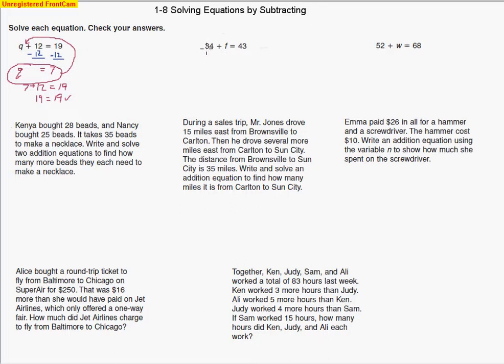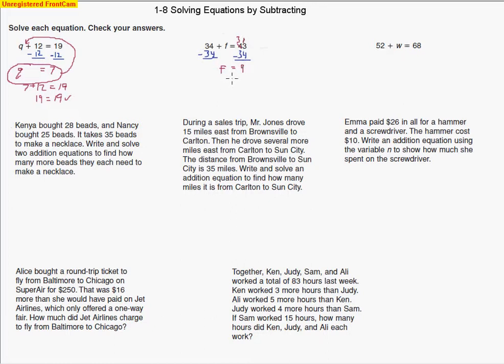Here we have a number in front of the variable. Same sort of thing though. It's a positive 34, so I'm going to end up taking 34 away from both sides. And that's why I'm solving by subtracting in this case. So now I have this f that I bring down. I do the subtraction, make sure I borrow from the 4, change it to a 3. So this is 13 take away 4, which makes 9.